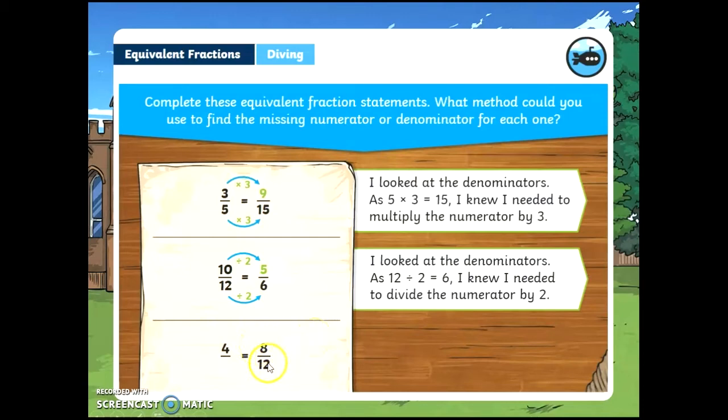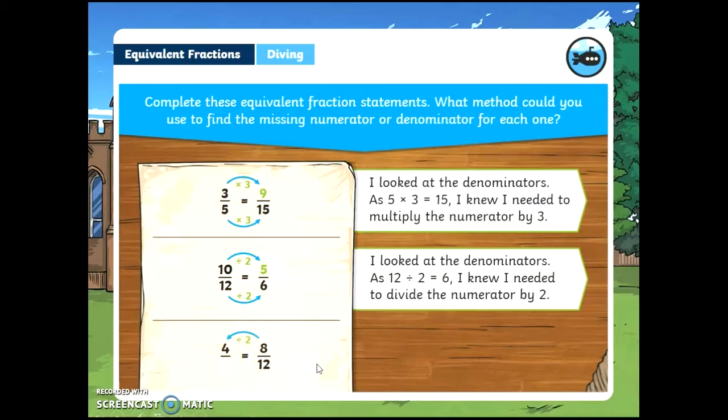I can do 4 times 2, can't I? And then, because I've done 4 times 2 with my numerator, I'm going to have to do something times 2 with my denominator as well, because I have to change it by the same factor. So 4 times 2 is 8, something times 2 is 12, or I could think 12 divided by 2. Have you worked it out?